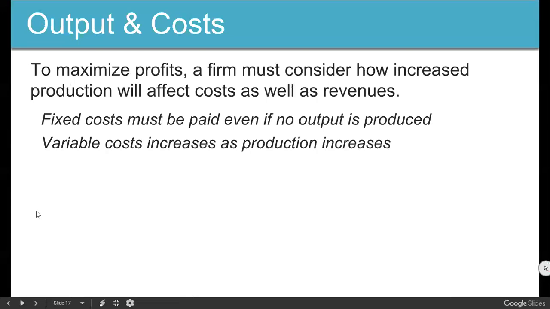So you have to consider your profits, and you have to consider how increasing your production is going to impact your costs, because remember, fixed costs, variable costs. Each extra bushel of corn you plant is going to cost you extra seed, extra fertilizer, extra water, extra labor, extra gasoline in the truck to carry it there. Extra cost for every extra bushel that you produce.